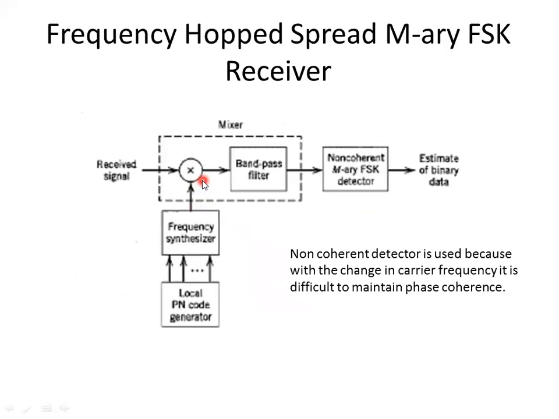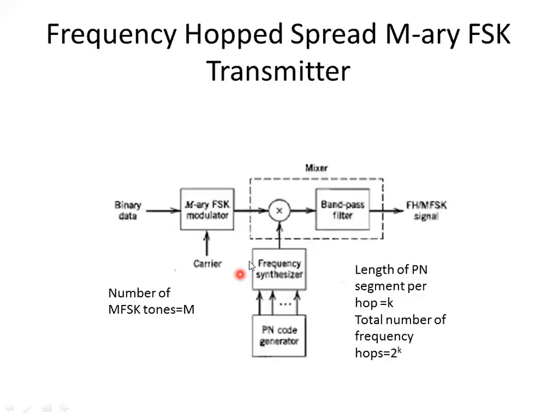Here once again, one input is from the frequency synthesizer, the other input is the received signal. So this performs the job of de-hopping. What happens in de-hopping? Suppose this is centered at F1 hertz and this generates a frequency of F1 dash hertz. This mixer will shift the frequency of the output to either F1 plus F1 dash or F1 minus F1 dash. Assuming that this band pass filter allows some frequency to pass, the output will be centered at F1 plus F1 dash hertz.